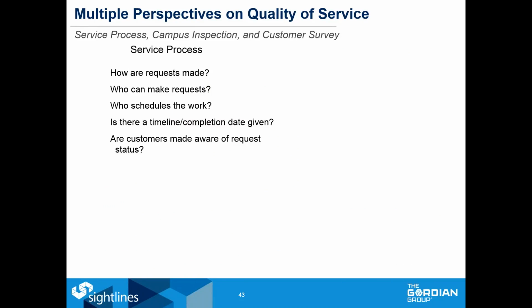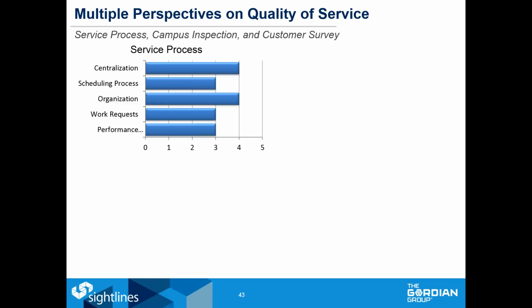We are looking at service, and it's threefold for us. We're looking at the process, we're looking at an inspection score, and we're looking at a customer survey. When we look at the process, we're looking at how our work requests are taken in, who can make requests, who schedules work, is that schedule communicated to the customer, and are customers kept aware of the status of their work. And we compare that across other institutions.